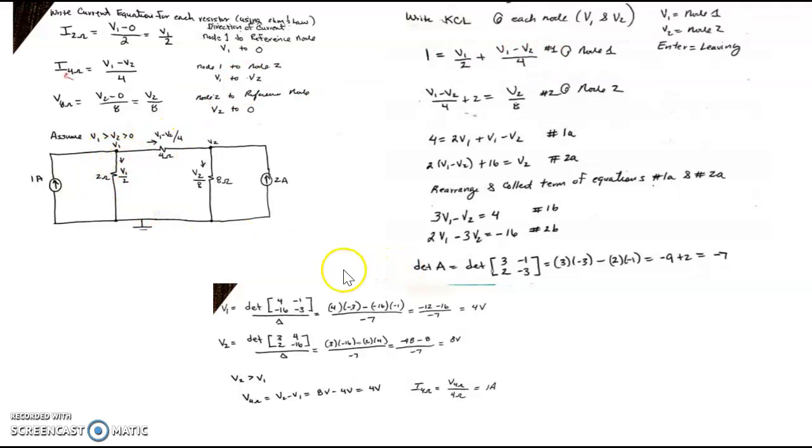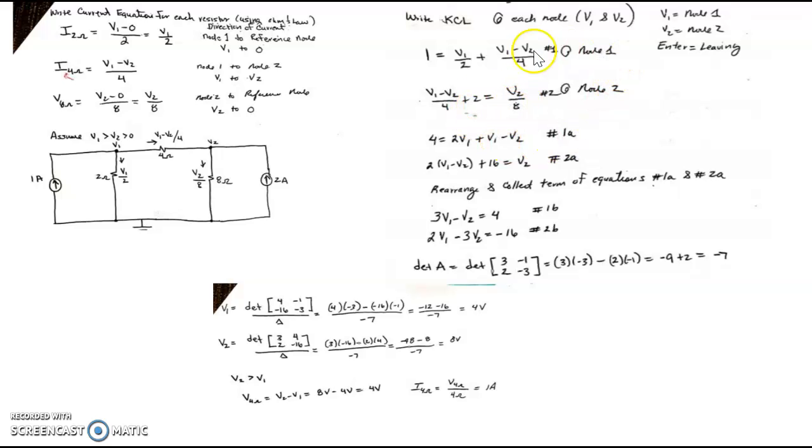Now I'm going to do KCL at node V2. Right here, this current across the 4 ohm resistor is entering. This 2 amp current is also entering. So I'm going to have 2 plus V1 minus V2 over 4 equal to this current leaving right here, which is V2 over 8.